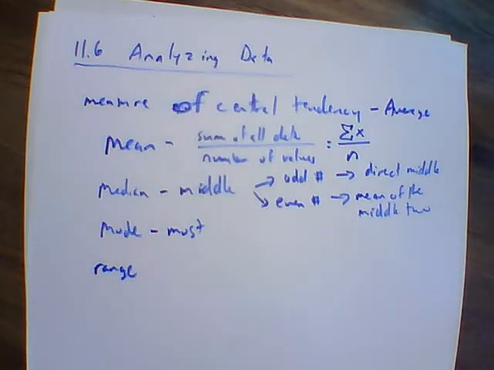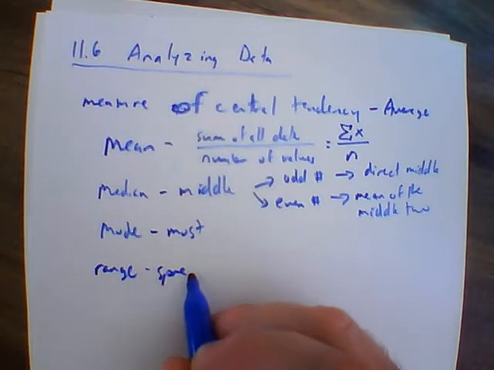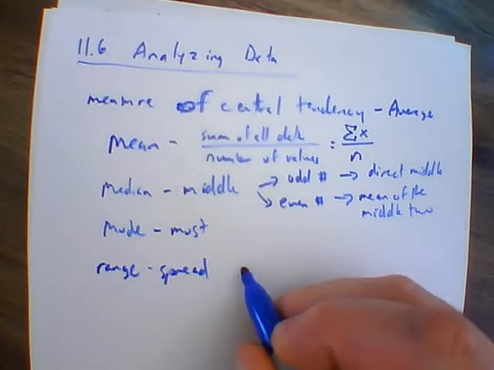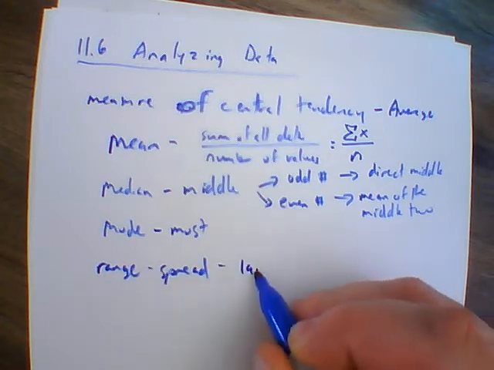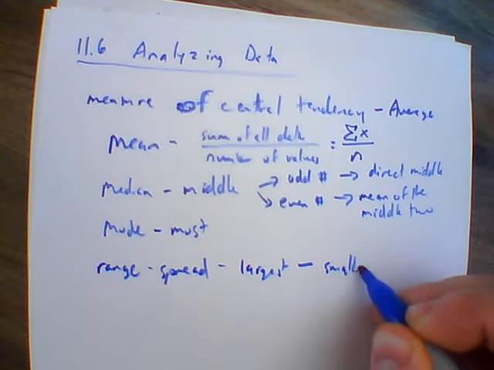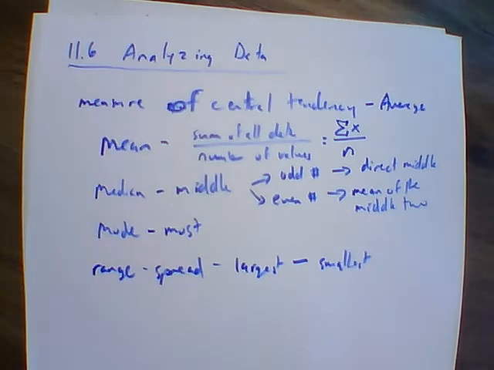The mode appears the most. Okay, this appears the most. And then the range tells us the spread. Okay, so the range tells us how are we spreading our data out. Are we from what number to what number? So basically we take the largest number minus the smallest number, and this gives us a value. It tells us how many numbers we are spreading overall.